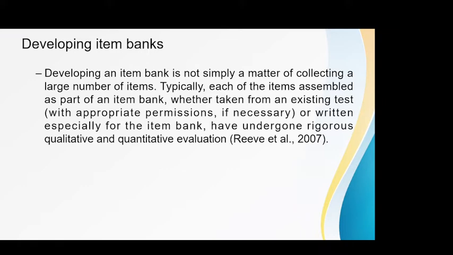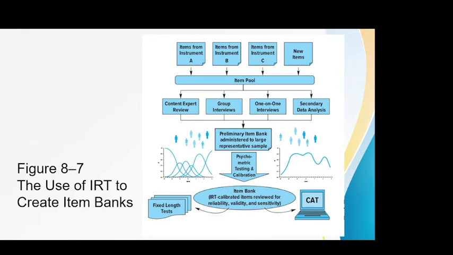So, as can be seen in Figure 8.7, many item banking efforts begin with collection of appropriate items from existing instruments like instrument A, instrument B, instrument C. New items may also be written when existing measurements are either not available or do not tap targeted aspects of the construct being measured. So all items available for use, as well as new items created especially for the item bank, constitute the item pool.